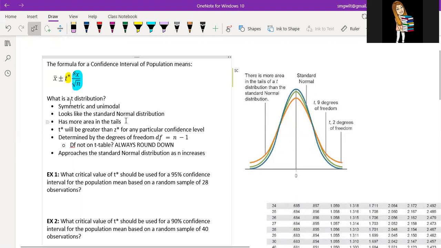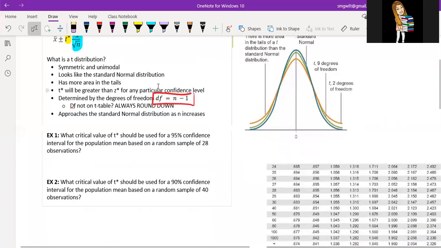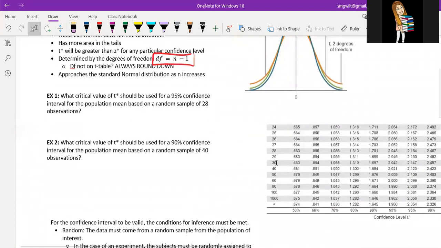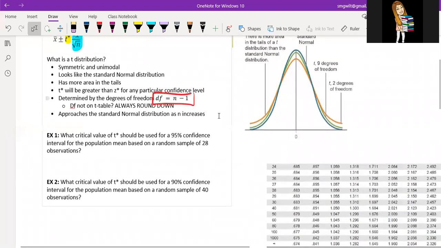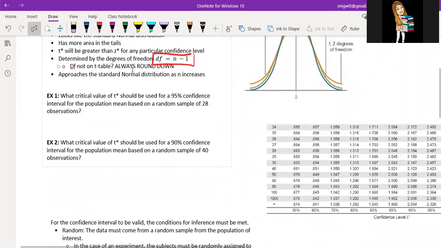We determine this value using degrees of freedom. Degrees of freedom is calculated using n minus 1. However, on the t-table, one thing to notice is that degrees of freedom only go by ones until you hit 30. After 30, it goes by tens, and it even skips 90, and then from 100, it jumps to 1,000. If the degrees of freedom for your problem is not on the t-table, then you're always going to round down. We'll show an example of this when we get to example 2.